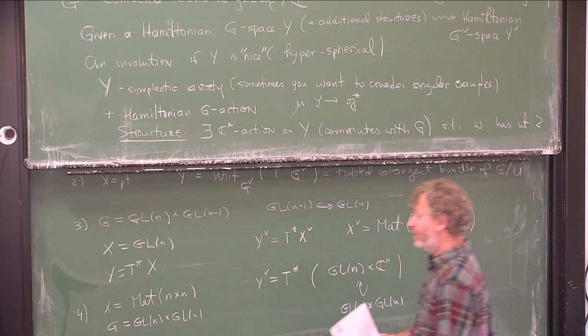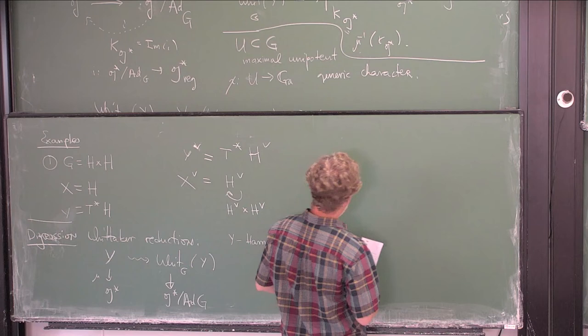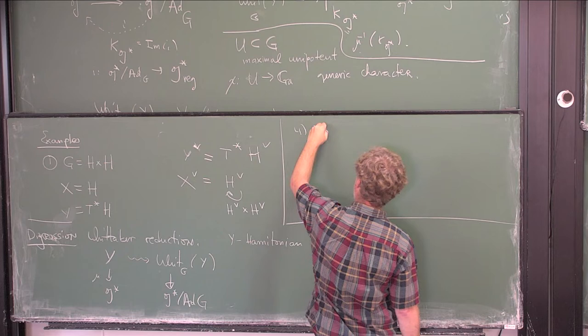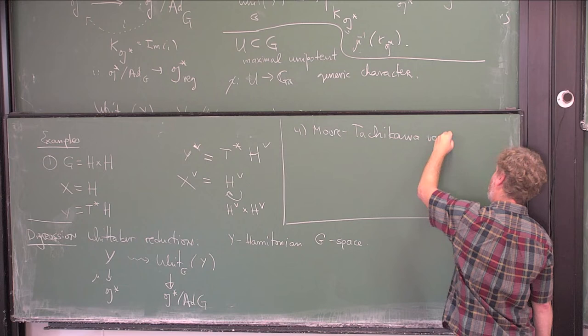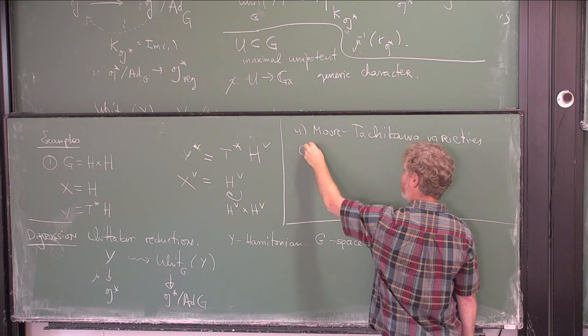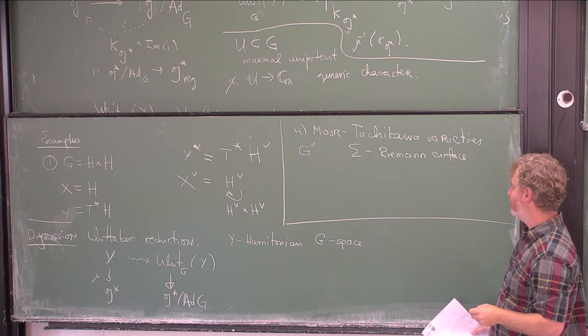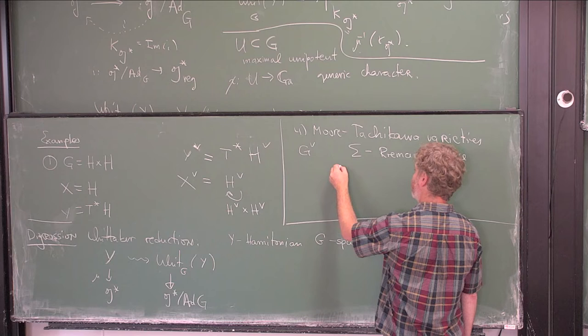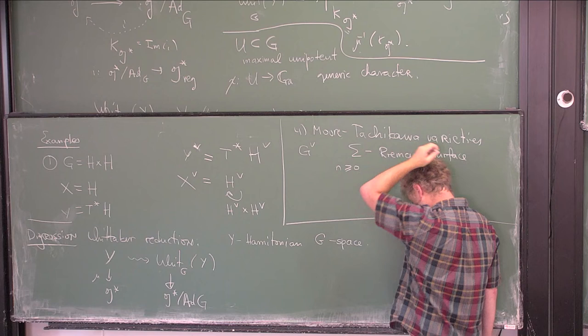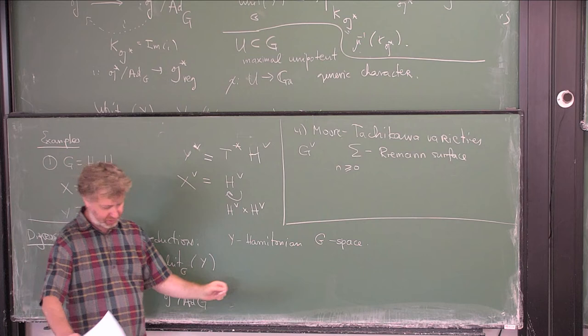Now, one other thing that I want to maybe mention, and I'm not sure I'll have time to talk about this, but let me just mention it: these things which are called Moore-Tachikawa varieties. So suppose I have fixed some group G, well, let me work in G check, and suppose I have sigma, a Riemann surface, of any genus, but if I do have time, I'll only consider the case of genus zero. And n is some natural number greater than zero. Secretly we should consider the Riemann surface with n punctures, but nothing will actually depend on the position of the punctures, so it's just the number of punctures which will matter.